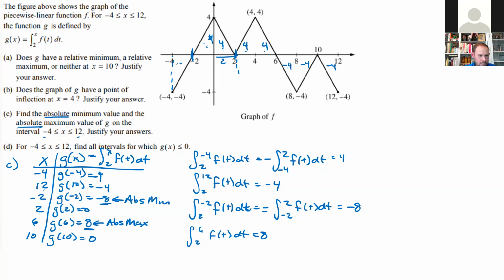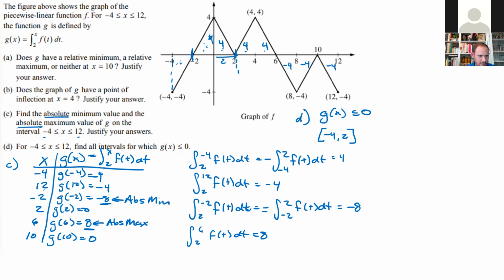All right, next one, part D. Find all intervals for which g of x is less than 0. Well, at 2, we're at 0. And as we start going backwards, we become negative because this area is negative and it stays negative. So we'd be negative for here, here, and here. So from -4 to 2, it's definitely less than 0.